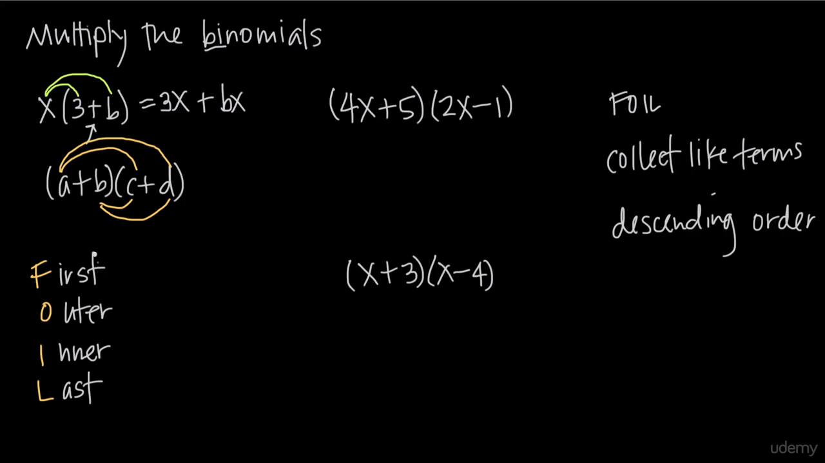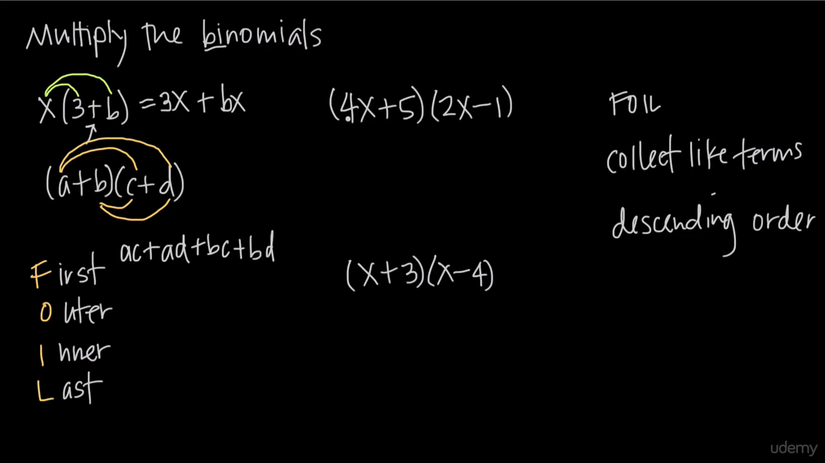We're going to start with our first terms, a and c. A times c is ac. Then our outer terms, a positive a times a positive d is a positive ad. Then our inner terms, a positive b times a positive c is a positive bc. And then our last terms, b and d, a positive b and a positive d, plus bd. So that's how we FOIL out two binomials.